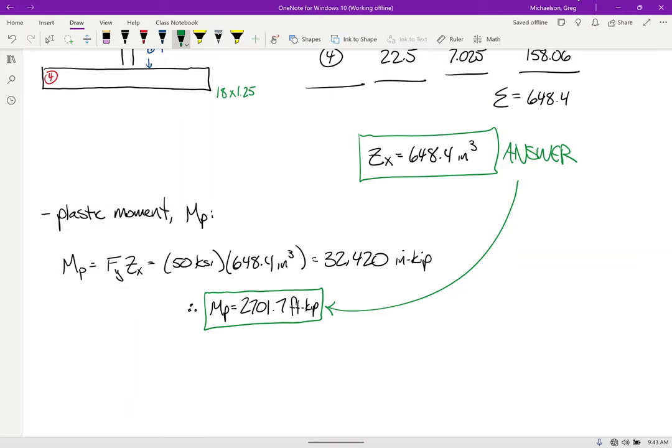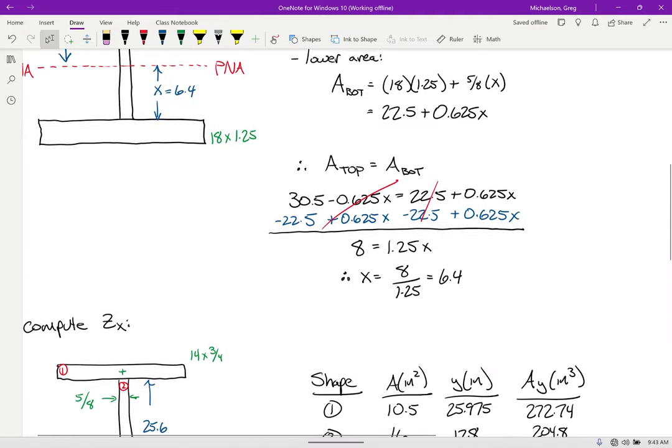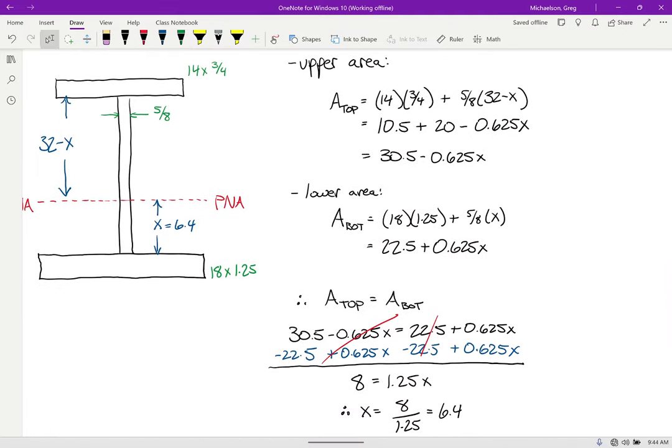And then whenever you want to compute the flexural capacity of a beam in concrete, what you basically do is you set C equal to T, and you say, what is the value of A such that these two are equal to one another? Kind of like, what is the value of X such that the two areas are equal to one another, right? See the similarities? We found this value of X such that the area above equals the area below.